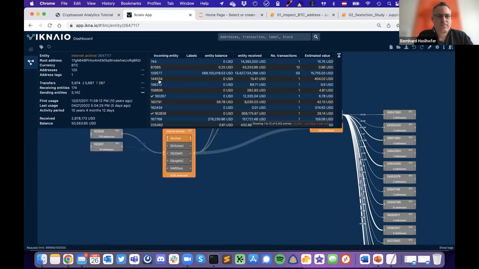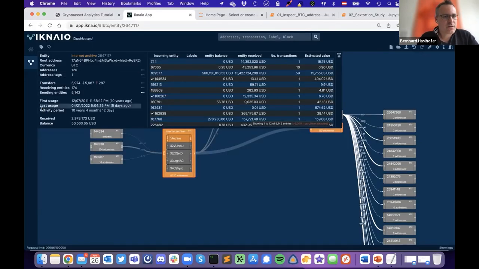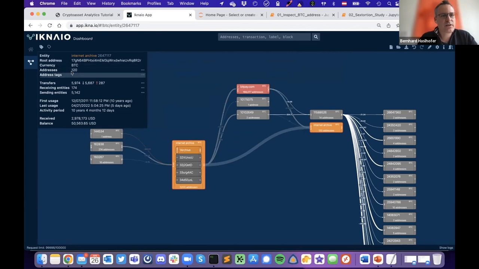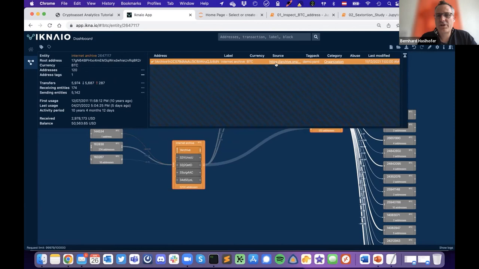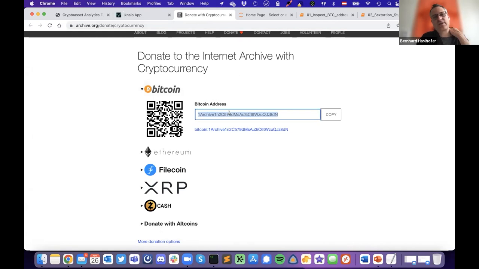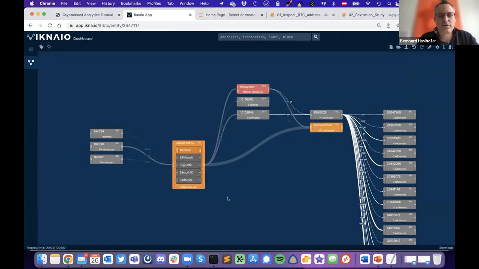So this is the basic idea of clustering techniques, and also the basic idea of using cryptoasset analytic techniques for analyzing UTXO-based ledgers. Maybe to also explain where we got the attribution data from. Here under address tags, you see where this information is coming from. Actually, we gathered the information from the Internet Archive's donation website. So they are publicly announcing the donation address. And simply by using this information, we can pinpoint this address in the system and learn about how it has been used in Bitcoin.